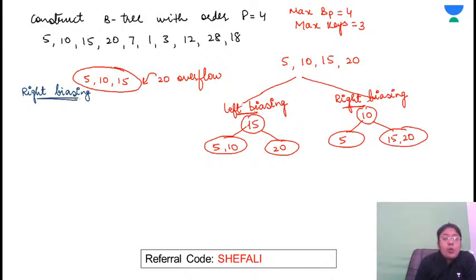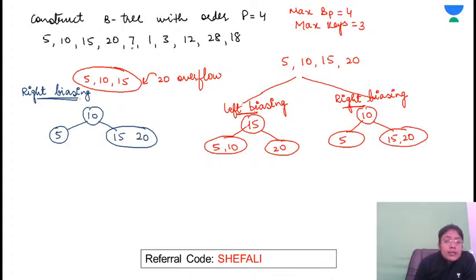Yes, we need to follow one particular order. If we are going for right biasing, then 10 will go up. Here we have 5, and it will be pointing to 15 and 20. You know the basic structure, right? How to draw that. So it has the block pointers. Just to quickly discuss, I'm drawing it like this.